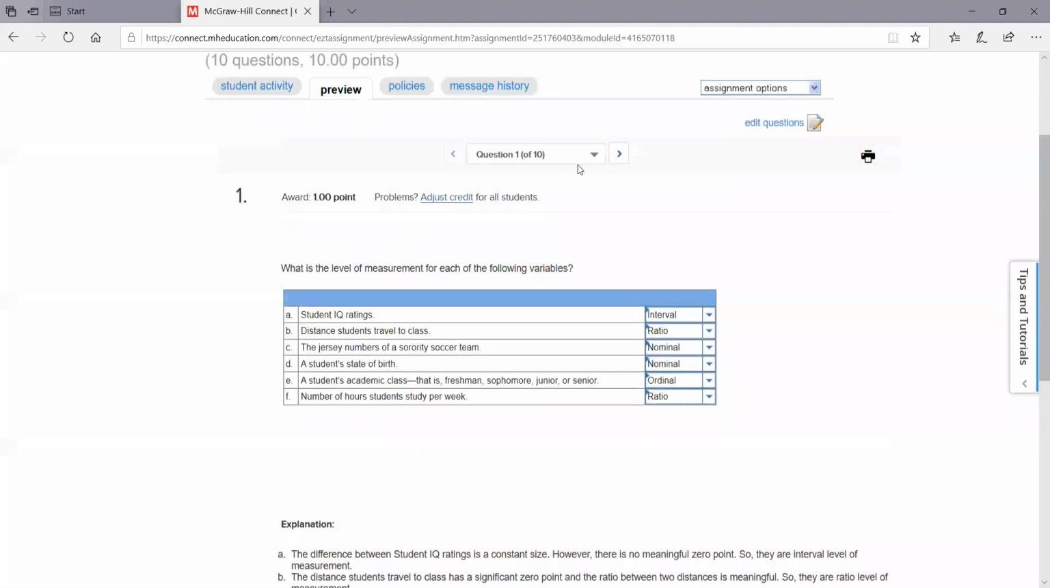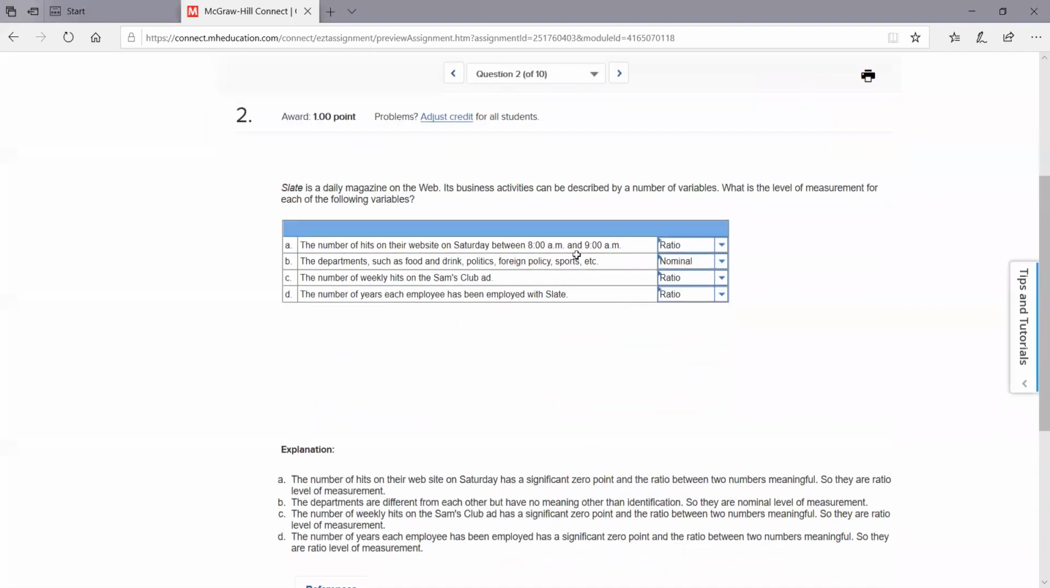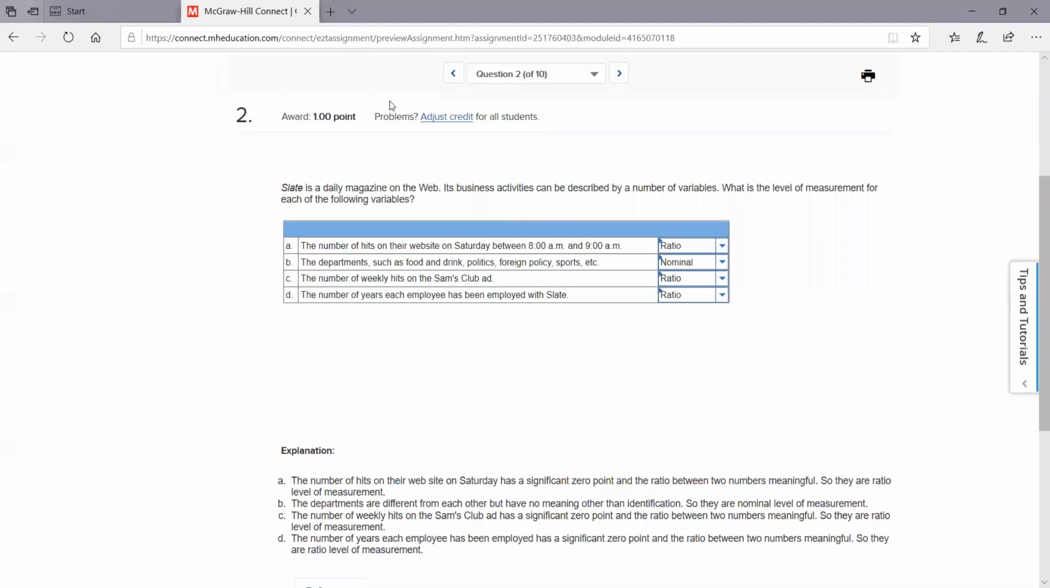Let's check out the second one. Same thing again, they want you to describe these levels of measurement. So you got the number of hits on their website between 8 and 9. They're going to call that ratio.